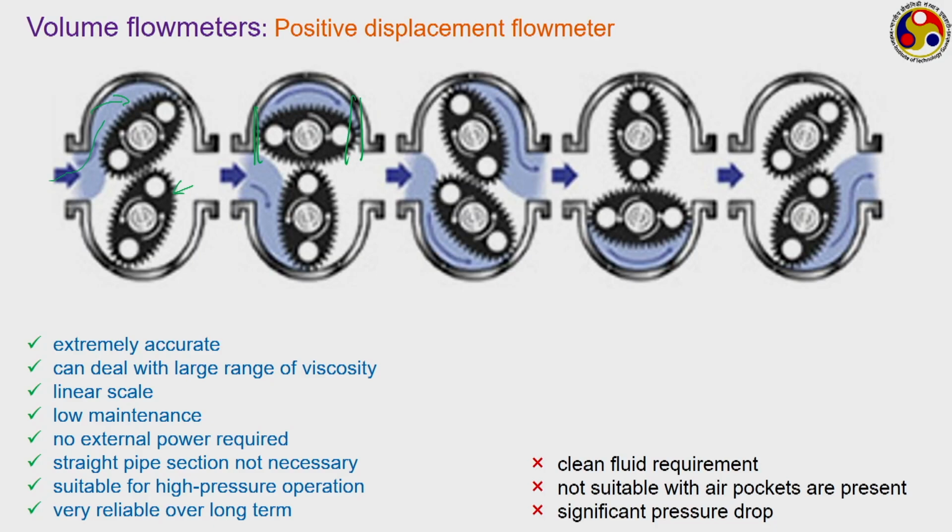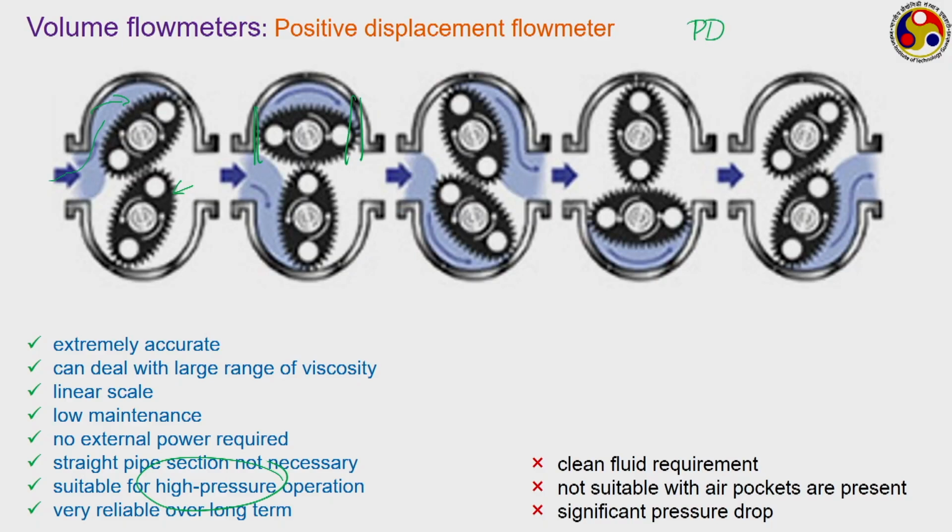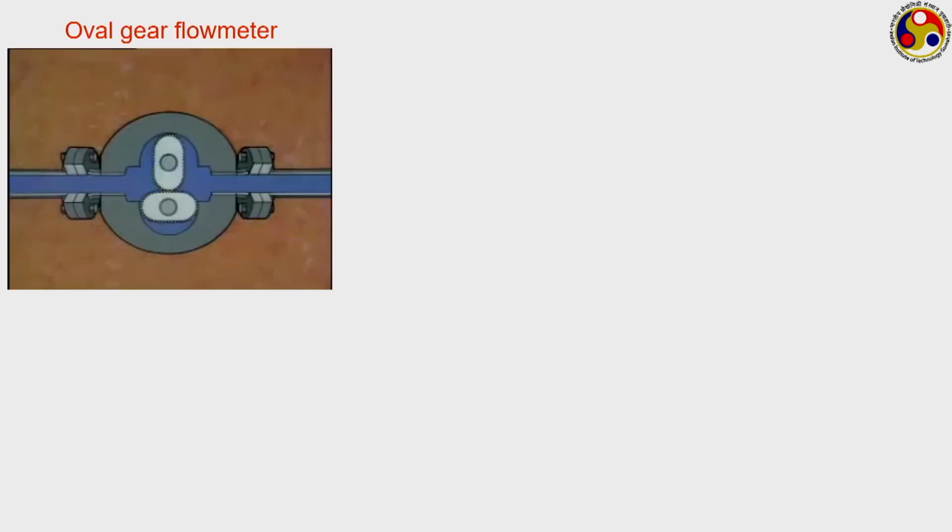So, they are more suitable for high pressure operation because of the significant pressure drop to be overcome during the operation. Now, positive displacement machines can be of different kinds depending upon the orientation of the two gears shown here. This is called a gear based positive displacement flow meter. Quite often they are also called PD meter or PD flow meter. Here these two gears look like ovals, so they are also called oval gears, and I have a few animations for this. This is for the same scenario, that is the oval gear flow meter.